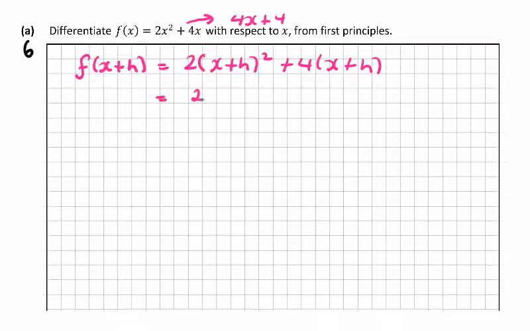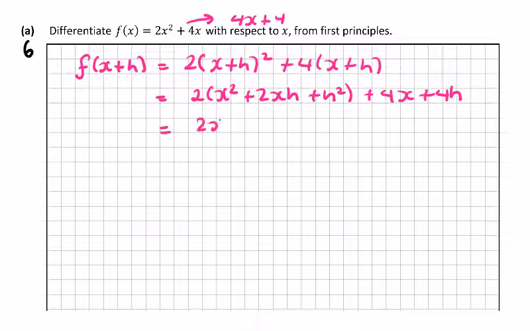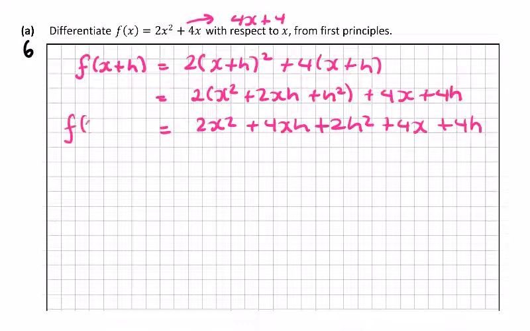So this is equal to 2 times x squared plus 2xh plus h squared, plus 4x plus 4h. You were warned this was coming up. So this is 2x squared plus 4xh plus 2h squared plus 4x plus 4h. Just patience required. This is f of x plus h. So what do we want to do? Well, we want to get to our answers, so we want to take away a few of these.